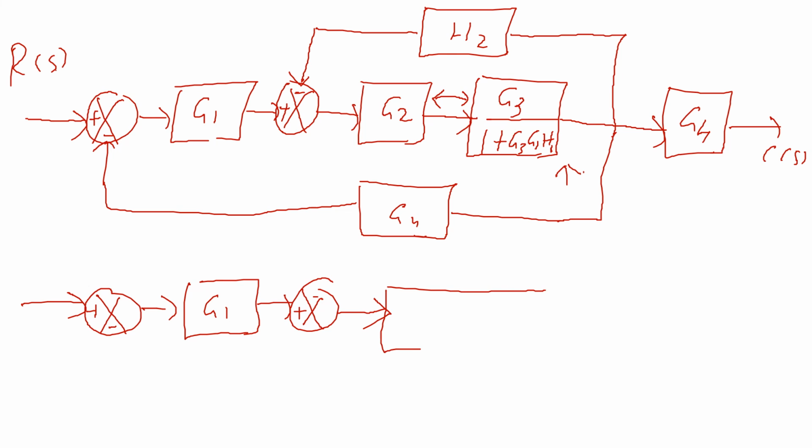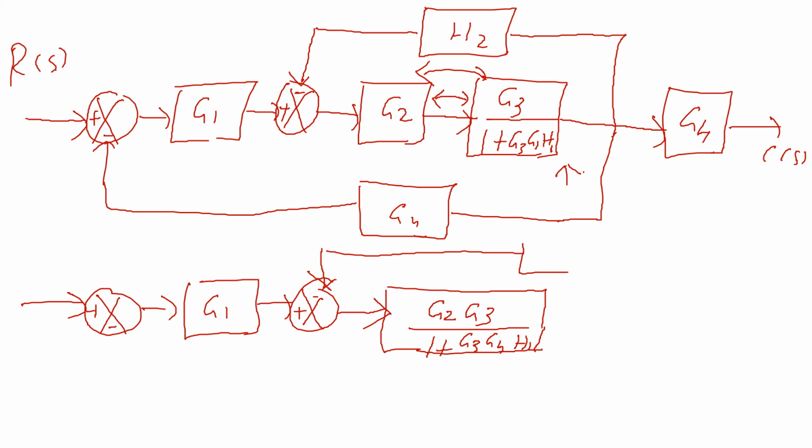Then those two blocks will become a single block. That is the technique. So instead of these two gains, I will be having a single gain now, that is G2 G3 divided by 1 plus G3 G4 H1, because it is connected in serial fashion. Other blocks will be the same; I am not touching anything.